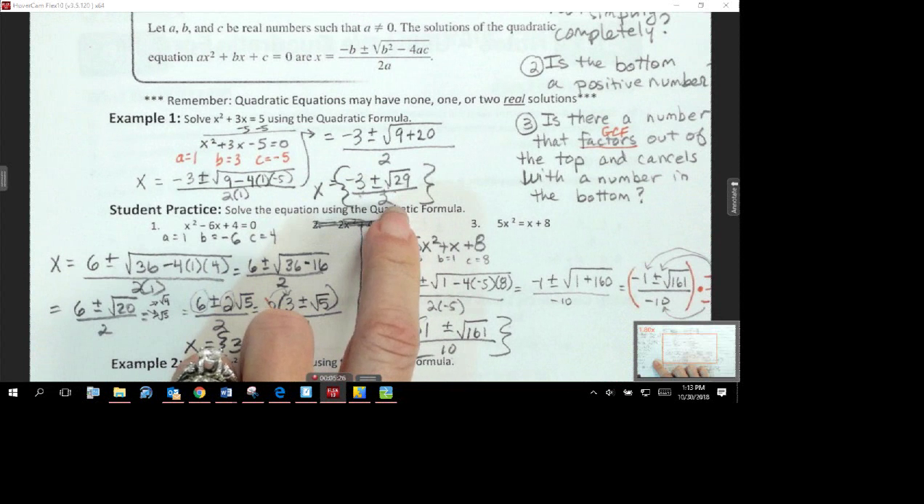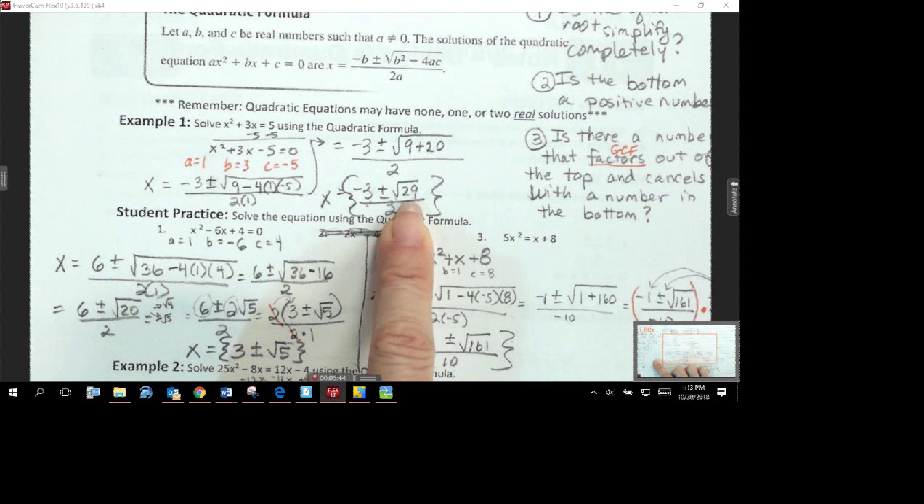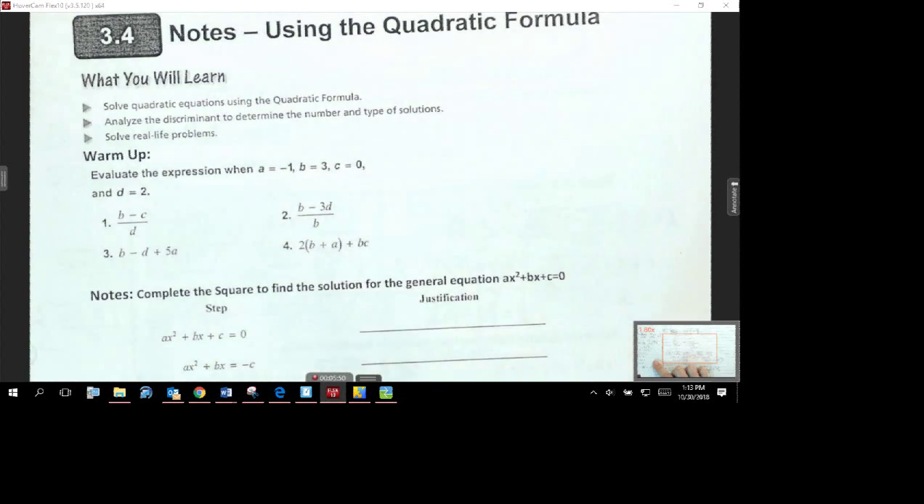Let's go back to the original question we did, example 1. How many answers were there for example 1? And were they real or imaginary? Why were they real? But why is there not an imaginary number? There's not a negative number under the square root. Because under the square root we have what kind of number? Not a negative, but a positive. You guys already figured out half of our notes for today.